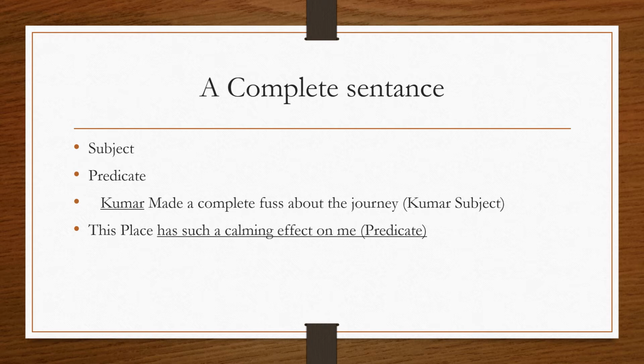Another example: this place has such a calming effect on me. This place is the subject. Has such a calming effect on me is the predicate.